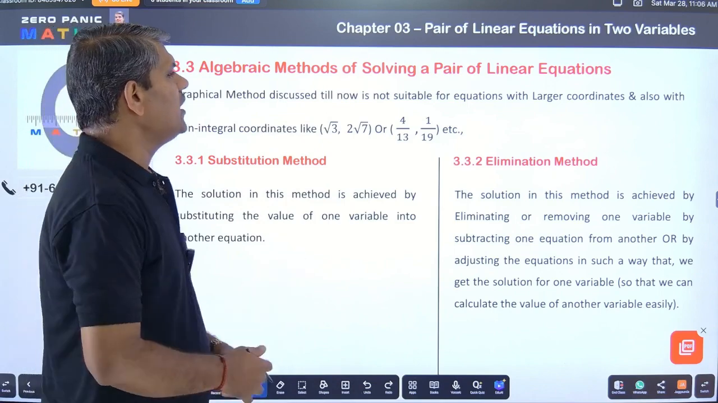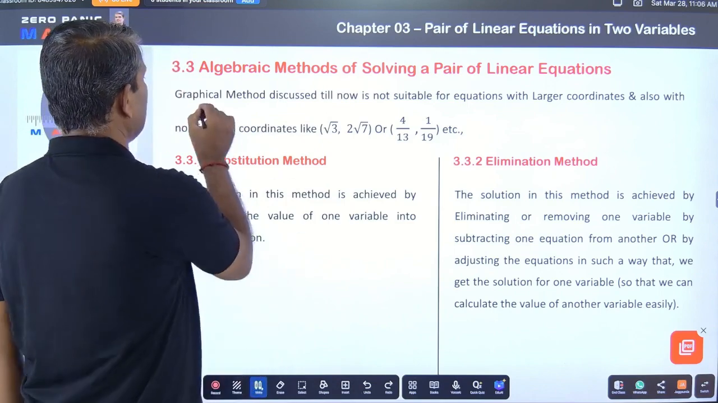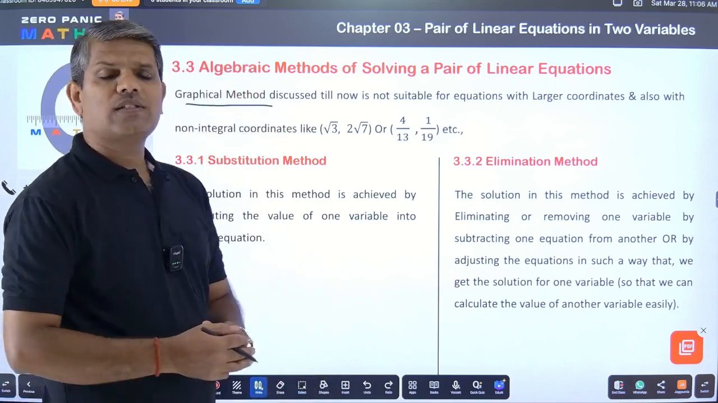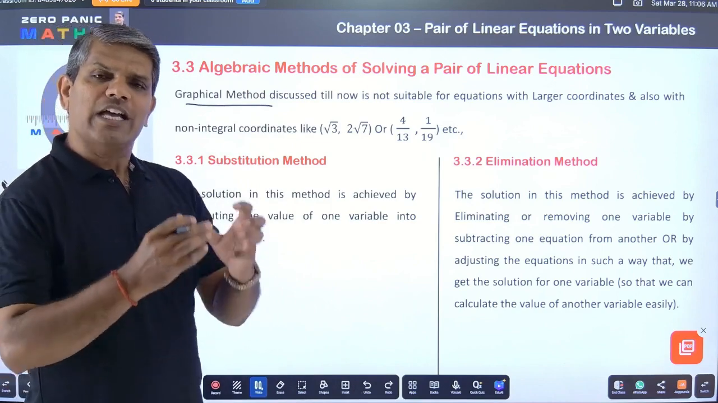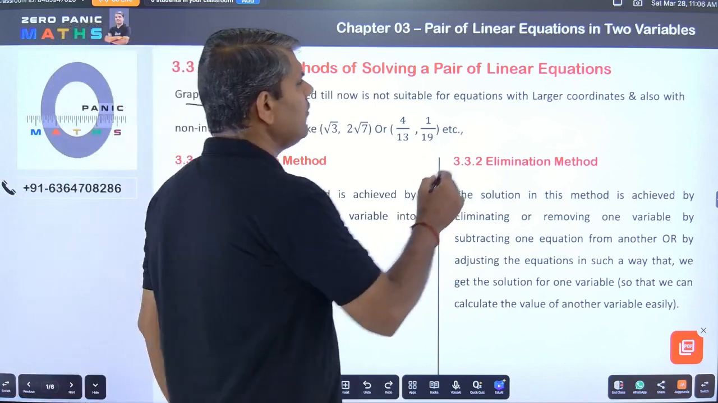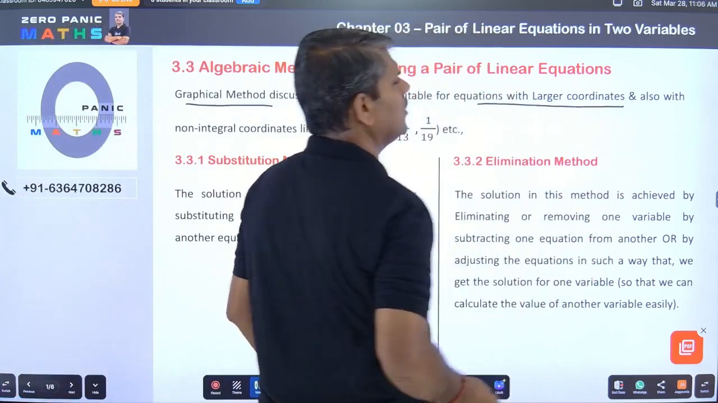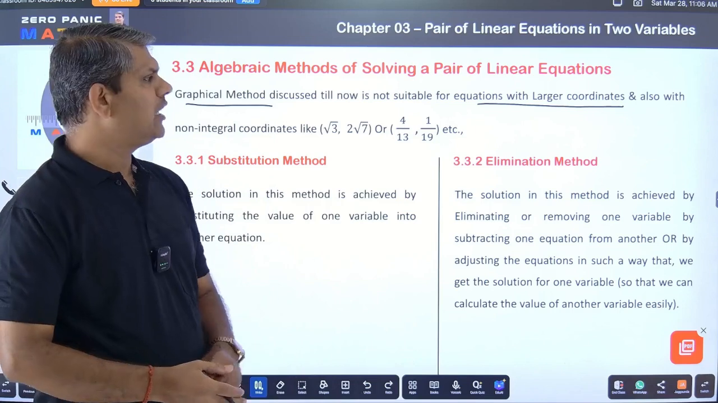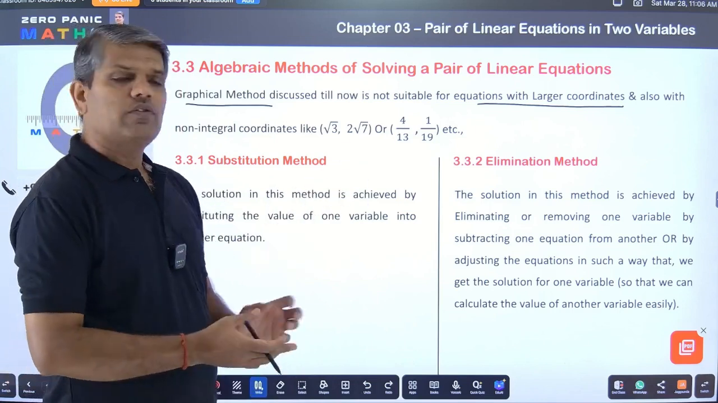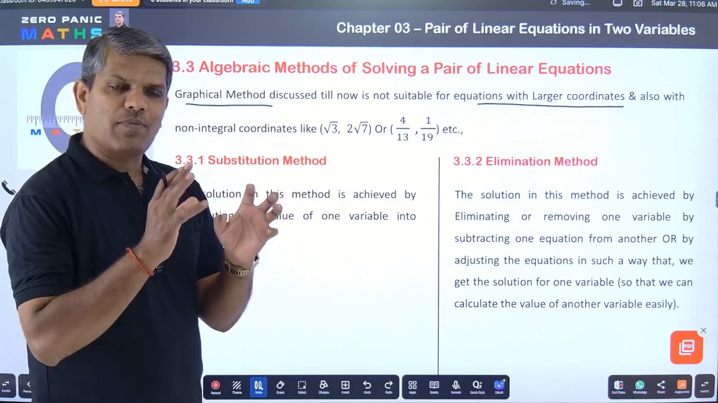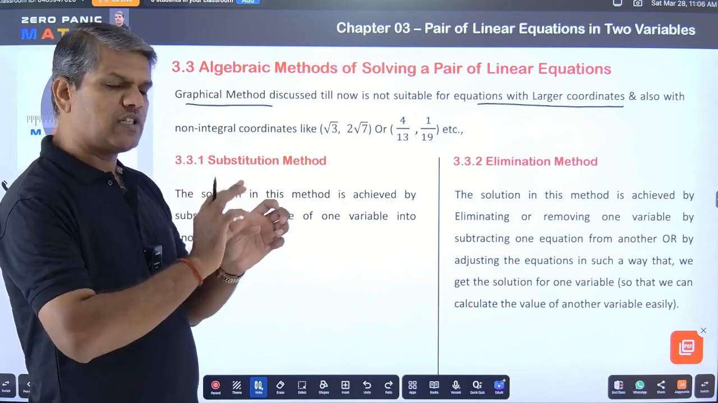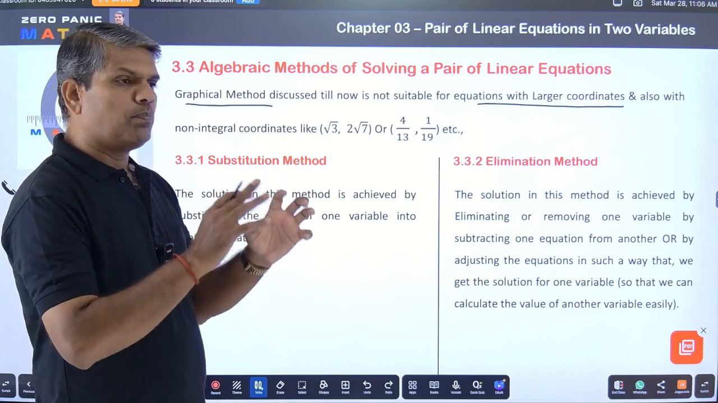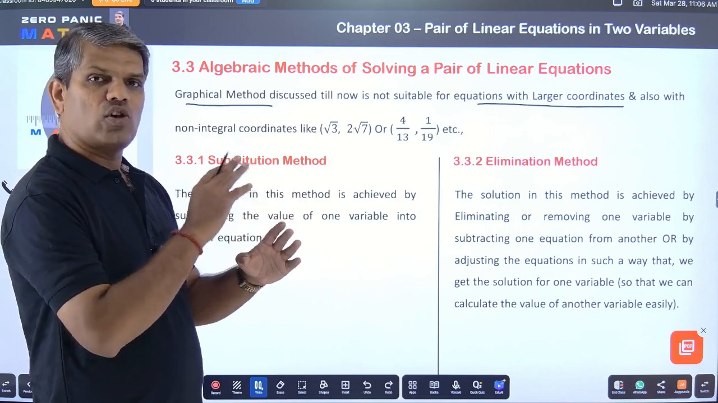So what is the disadvantage of that? The graphical method actually gave us the solutions, but those solutions were only for the smaller values. If there are larger coordinate values that we have to point on the graph, then it will be very difficult. We have seen some examples where small coordinate values can be represented on the graph, but for the larger values it is difficult to plot those coordinates onto the graph.